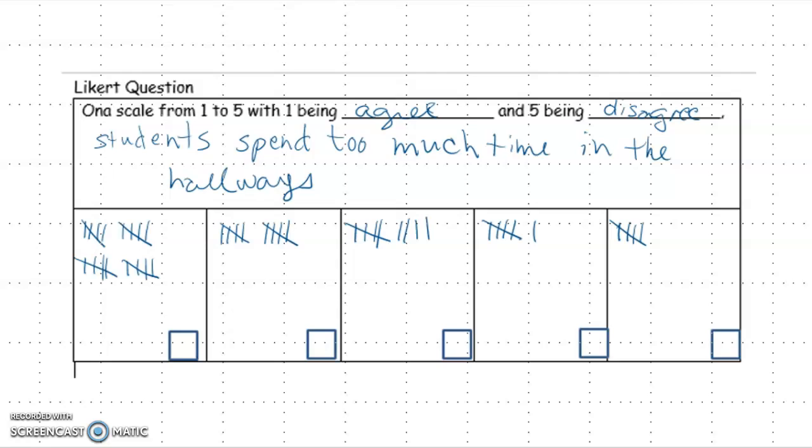The first step is to count your tally marks and record them in the box. The first box has 20 tally marks, 10, 9, 6, and 5. Now your numbers will be different because you have different questions with different students answering your questions. Once you have your tally marks counted, then you're going to transfer this information into your table.